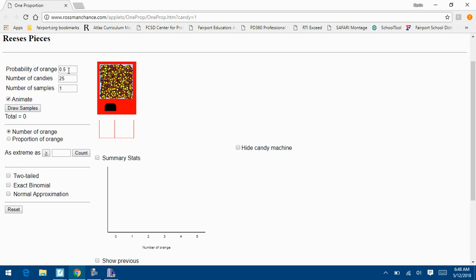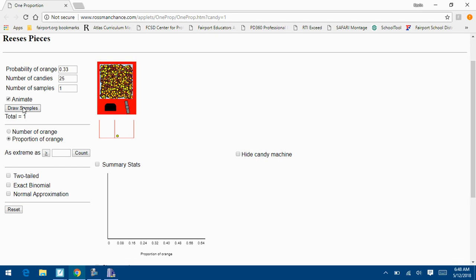it lets me put in what probability I want orange to be. So if I really think there's an even number of each, I'm going to put 33%. So there should be about 33% orange. Every time I put a quarter in, I'm going to get out 25 candies. And I'm just going to do this one time. So each time I press draw samples here, it's going to represent me putting in a quarter one time. Okay, so here I go. I'm going to look at the proportion of orange. I want to know what percentage are orange.